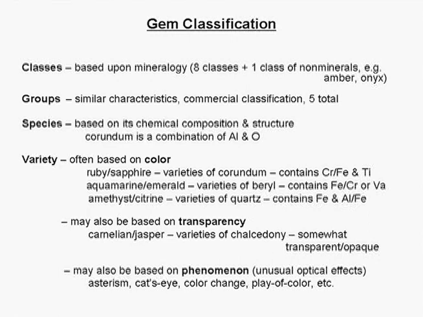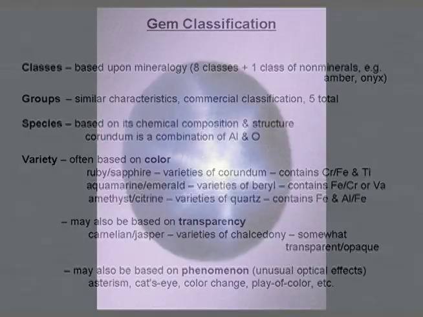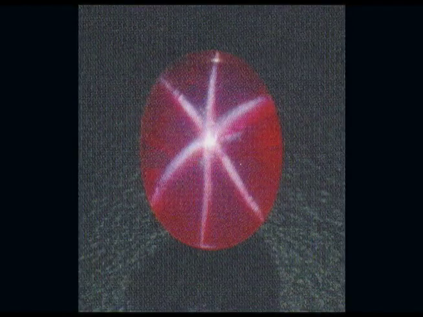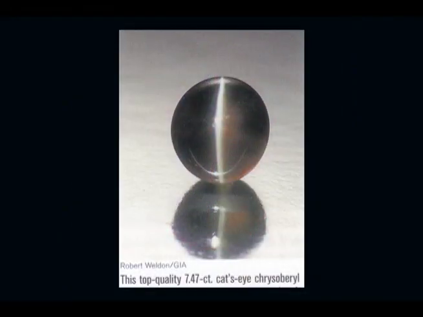Varieties might also be based on something we call phenomena. These are various types of unusual optical effects. Asterism, okay? So for example, on asterism, here we have a star sapphire. And we can have a star ruby. Now, is that light reflection or is it from the other side? No, it's light reflection. Yes. So if you look at it, you'll actually see that there. It's not coming from the reverse, no. Gotcha. Cat's eye.